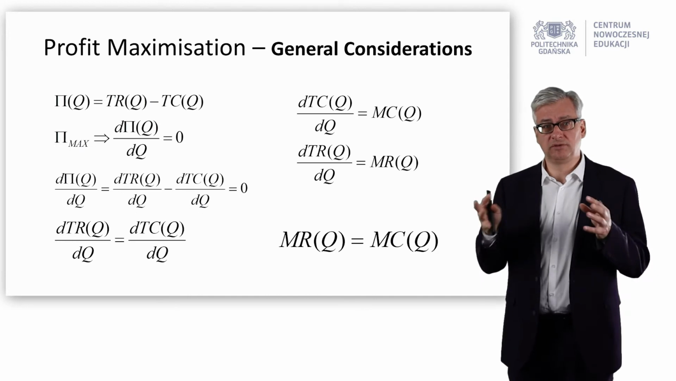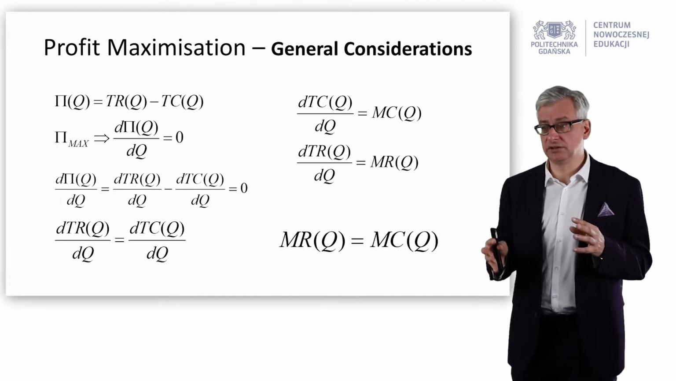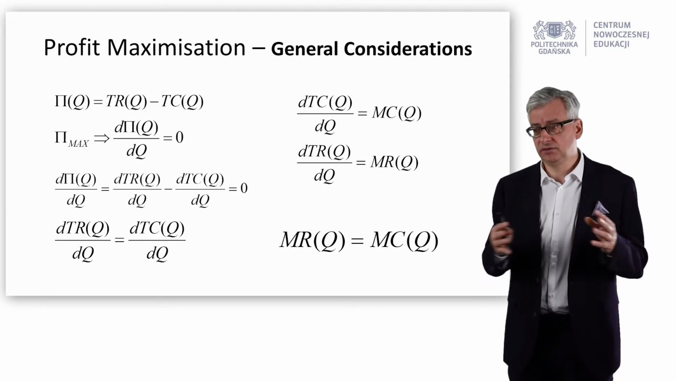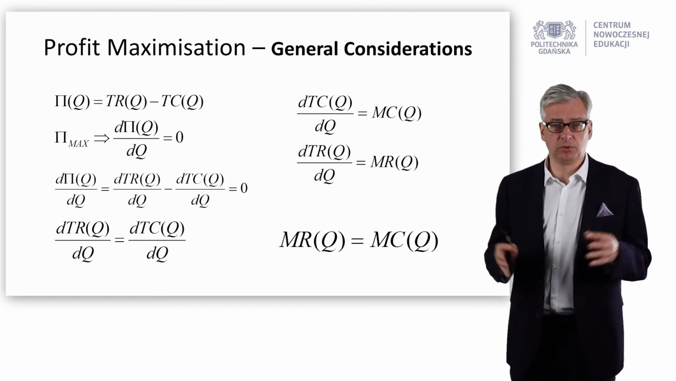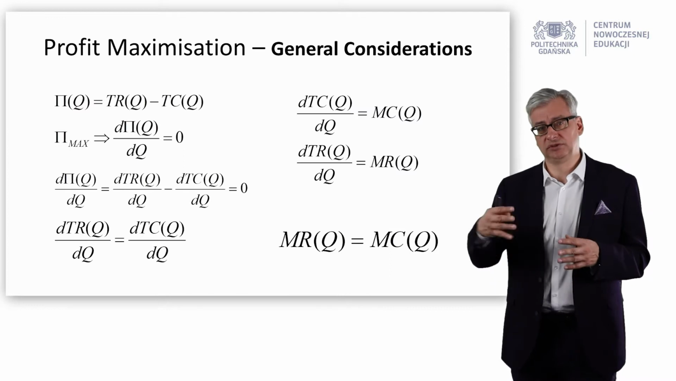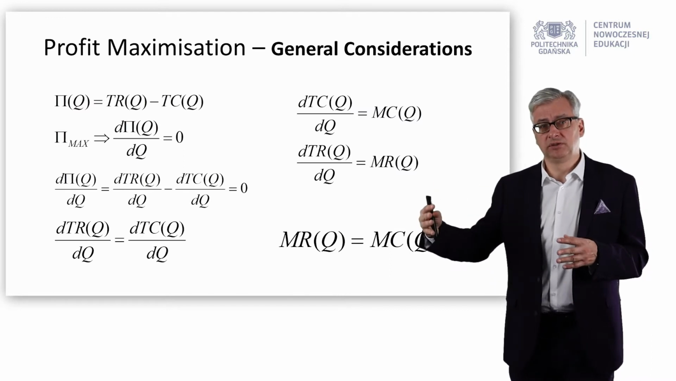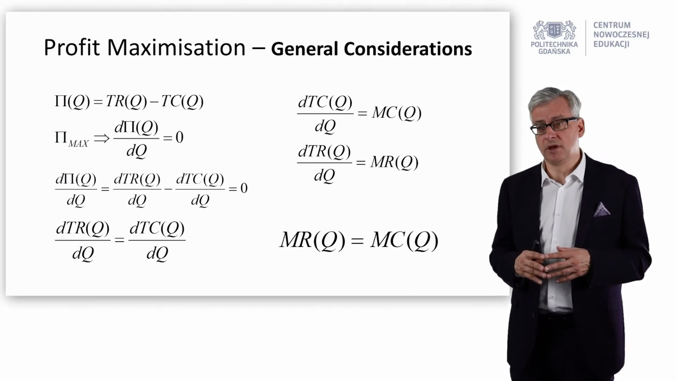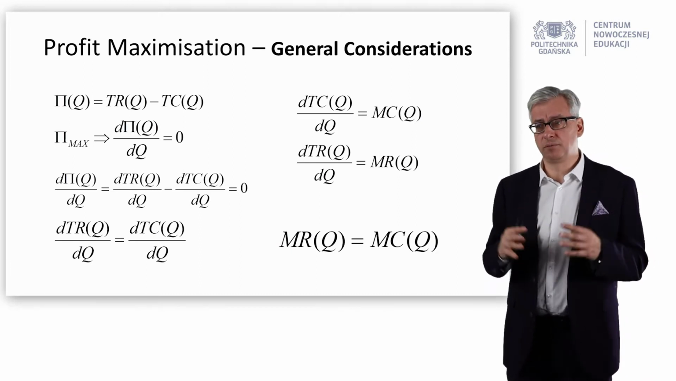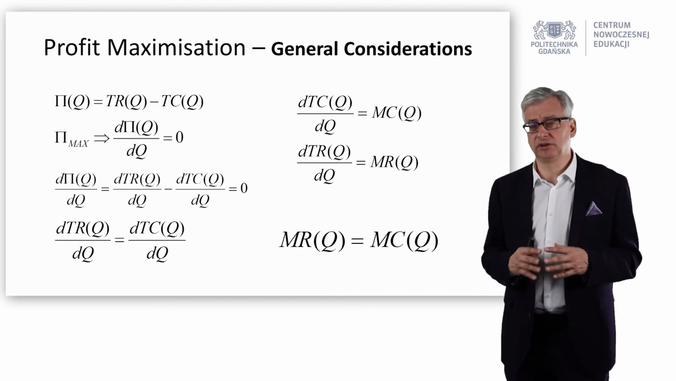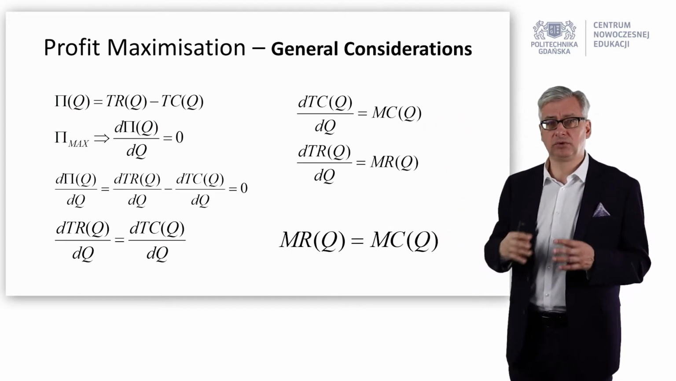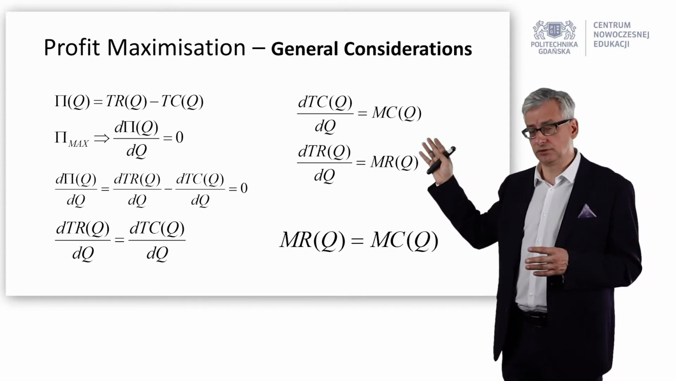Because if those two derivatives are equal to each other, then the derivative of pi is equal to 0. And this is what we want to happen, because for this derivative to be 0, we've got maximum profit. So our condition for profit maximization is that the first derivative of total revenue is equal to the first derivative of total cost.